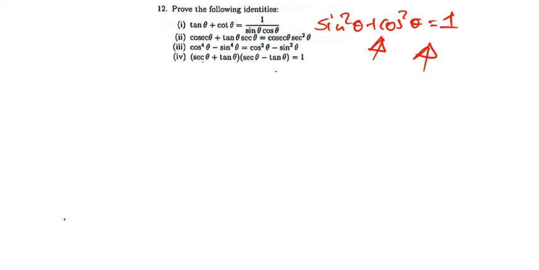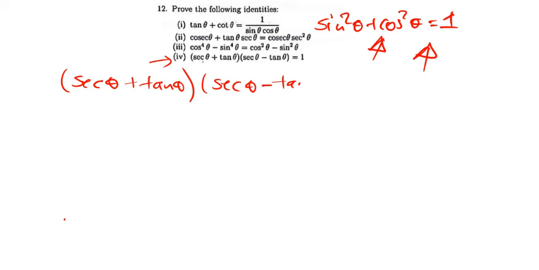Now here we are. What do we do from this point? Let's try to simplify number 4 on this page. This one is direct. The left hand side is clearly complicated. Secant of theta plus tangent of theta multiplied by secant of theta minus tangent of theta. There's no way you would start with 1. Where are you going to start from just to make your life so complicated? So let's try to see this at least.